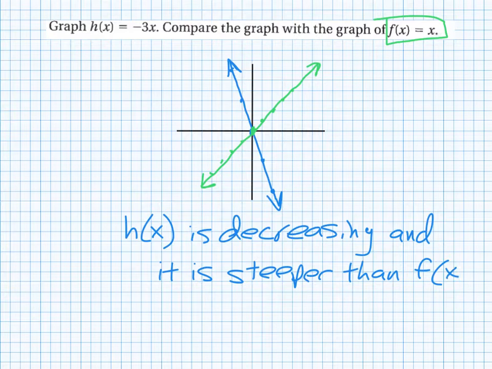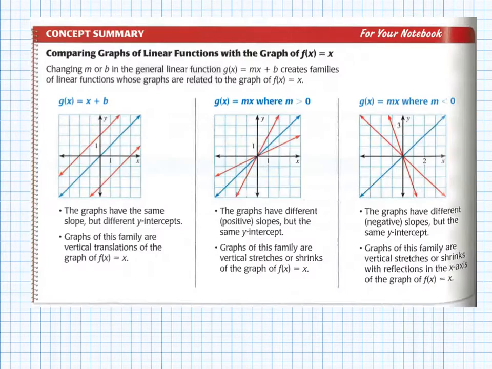than f of x, right? Our slope for f of x is 1, so it's going up 1 over 1. Our slope for h of x is -3. So even though it's going in the opposite direction, it's also steeper as well because it's going down 3 every time we go to the right one. So it's 3 times steeper than the parent function.